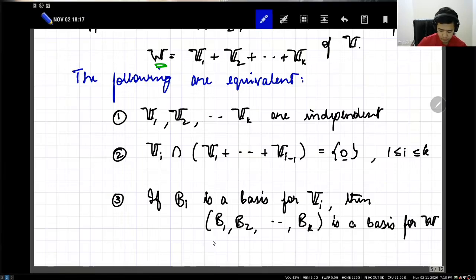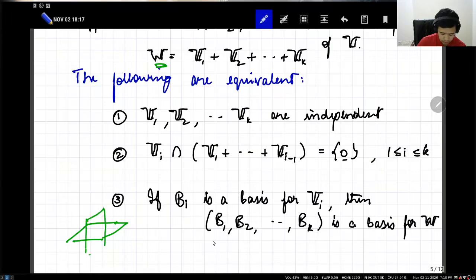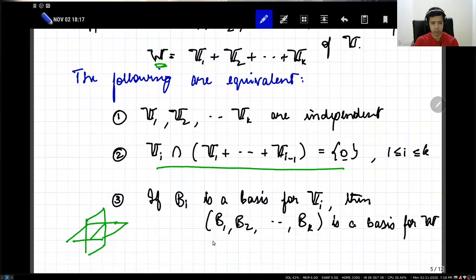Okay, so maybe let's just see this in the context of the two examples that we had. So for example, if V1 is equal to the xy plane and V2 is equal to the xz plane, let's see, is this property satisfied? V2 intersection V1 is not equal to the 0 vector because the intersection is equal to the x-axis.